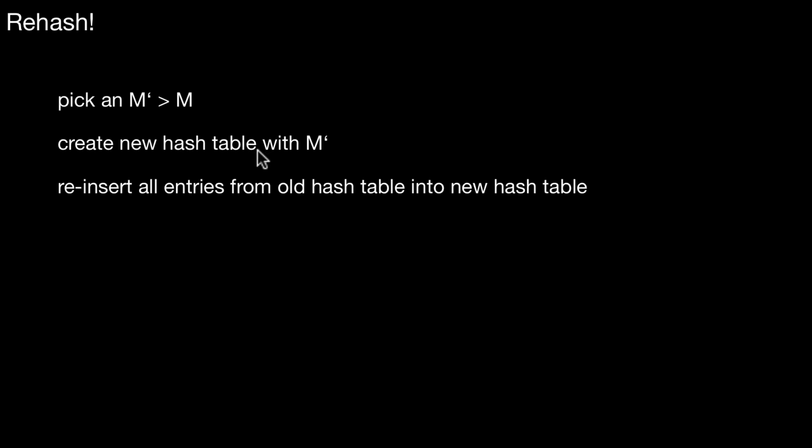So if the occupancy, the number of elements in the hash table, is too high according to the specific size, you have to pick another bigger array. Basically, you create a new hash table with this larger value, and you reinsert all the entries from the old hash table into this new hash table. This operation is called the rehash. Each and every entry has to be rehashed with respect to the new m prime used for that bucket array.